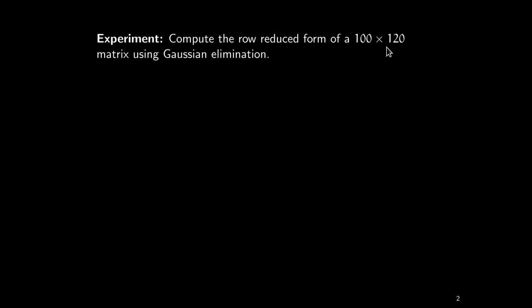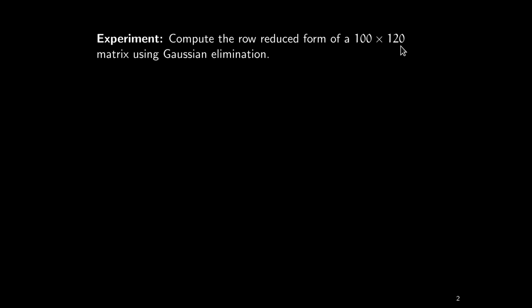And we want to use Gaussian elimination. Okay, so I've chosen a random matrix with entries that are numbers between 1 and 9, so one digit. And I've measured how the size of the matrix changes during the execution of Gaussian elimination. Now, of course, the size of the matrix doesn't really change. It will always have 100 rows and 120 columns.